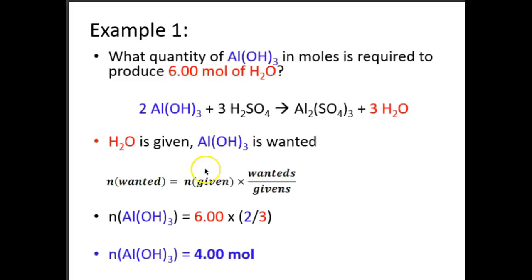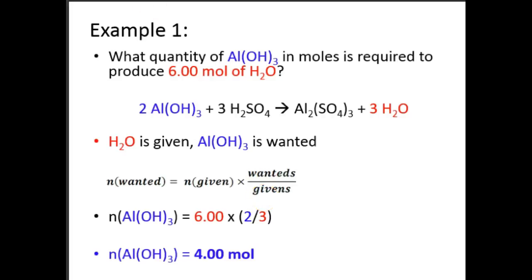You start with what you're given. So the given here is 6 moles of water. Start by writing 6 moles of water. If I'm putting water in my given unit, that means water has to cancel out. So in this conversion factor over here in givens, I have to go up to my balanced equation and find water. I'm going to write the coefficient of water is 3.